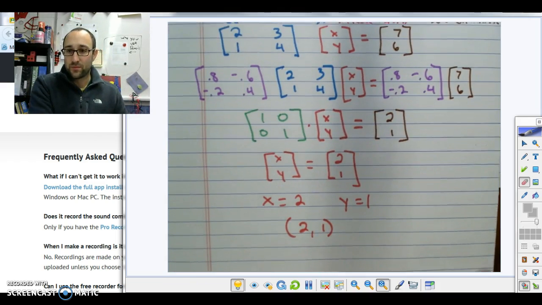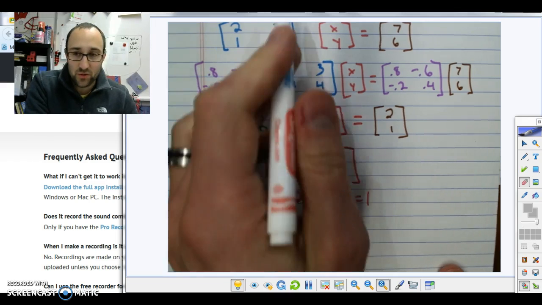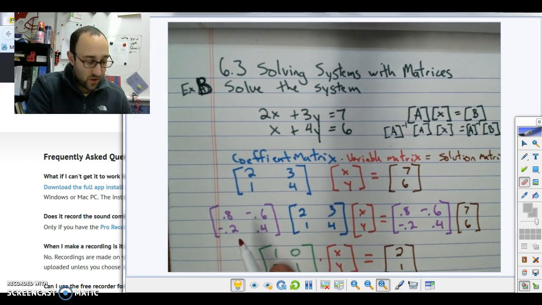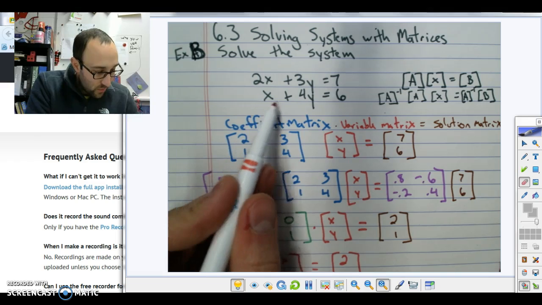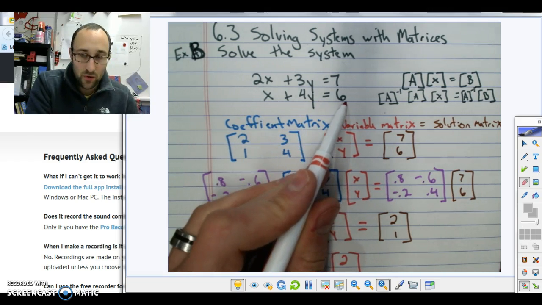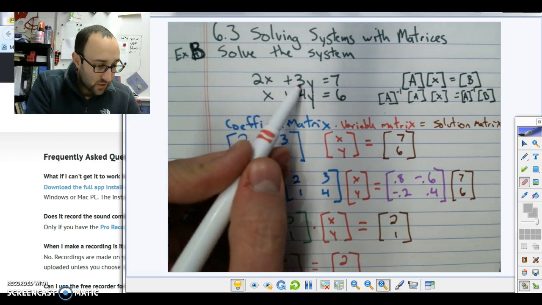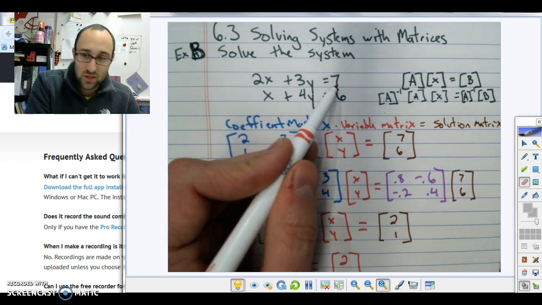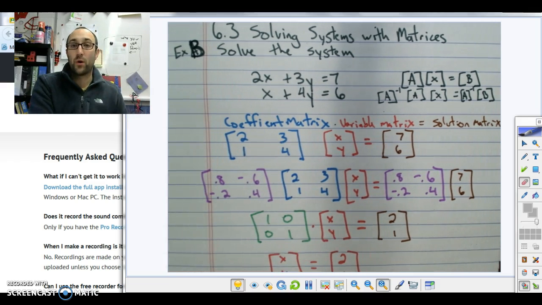If you don't believe me, you can plug those right back into the original equations and see if that works out. Let's check real quick. 2 plus 4 times 1 is 6. That works out. And then 2 times 2 is 4, plus 3 times 1 is 3. Add those together and you get 7, so it's a solution for both of them.